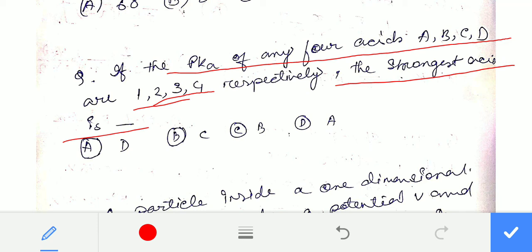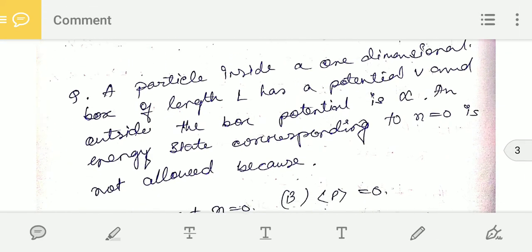So here acid A has a pKa value equal to 1, which is the least among the 4. So A will be the strongest acid among A, B, C, D, and D will be the weakest acid, right? So for this question, the strongest acid among A, B, C, D will be A. So moving to next question.